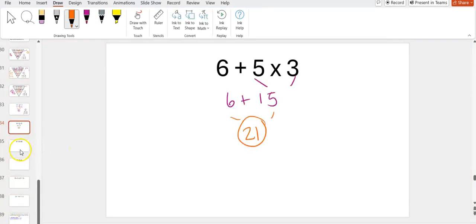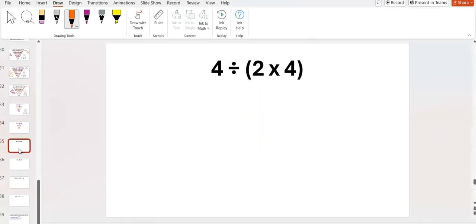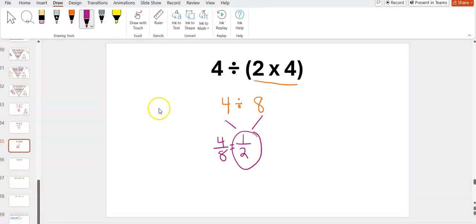So 21 is the answer to this next one. Nice and light and easy for you working on your own. Here is the next problem. Pause and then check in with me. Okay, another pretty simple one, except that when we do 4 divided by 8, you are going to get a fraction or decimal answer. If you did 0.5 or 0.50, that also works.